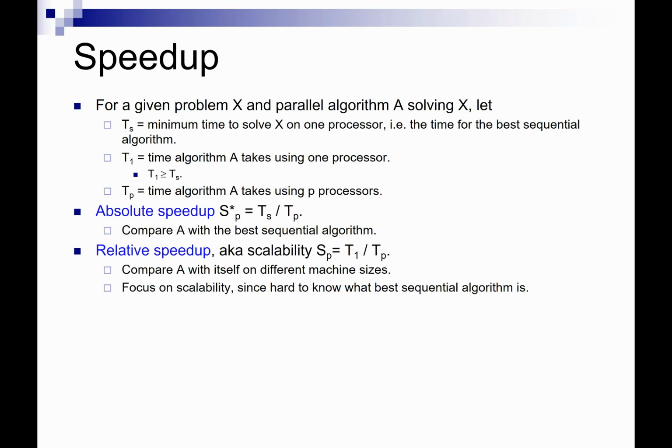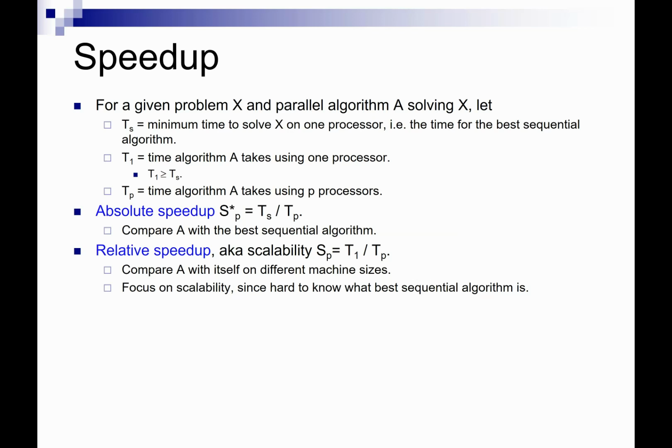This means that we're comparing the time to solve x using one processor for algorithm A versus when you have P processors. In general, this SP is going to be a number that's larger than 1, because when you only have one processor, it's going to take you a long time to solve this problem, presumably, whereas if you have P processors, it takes you less time. So T1 is going to be larger than TP in general.